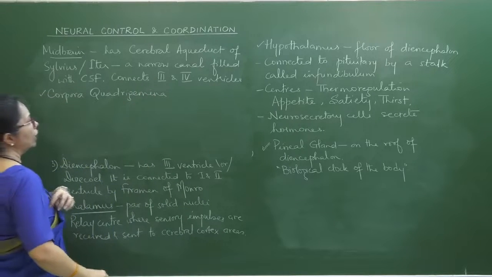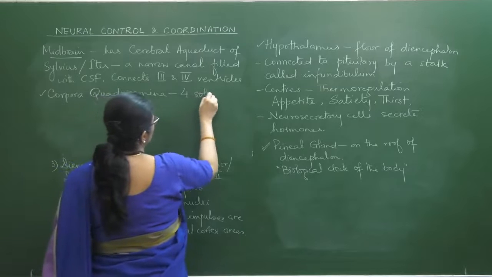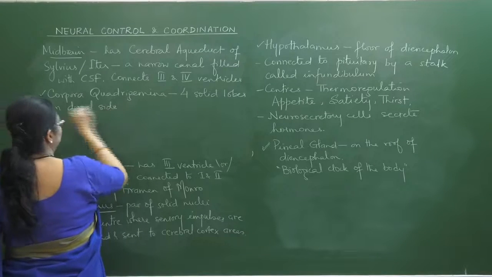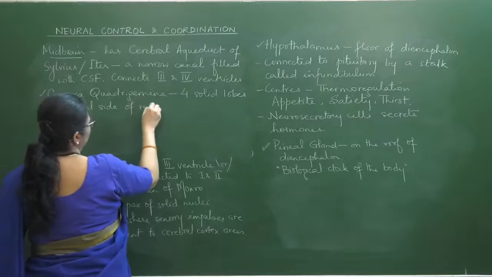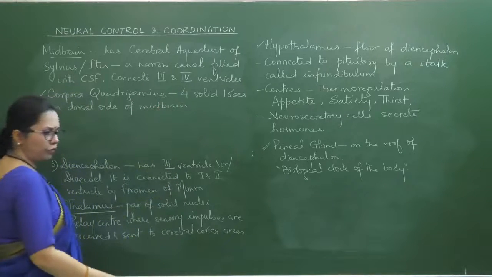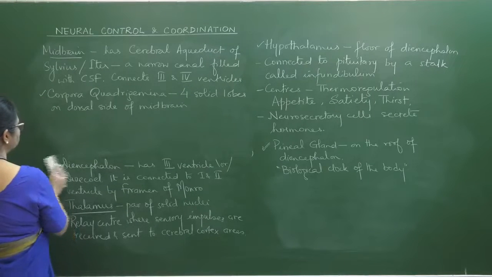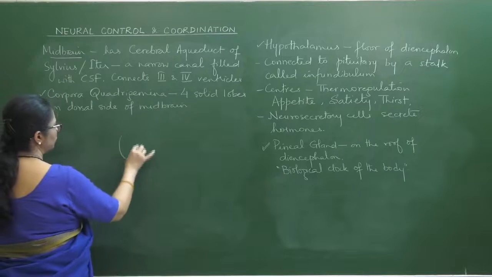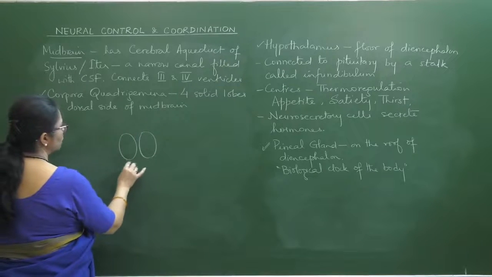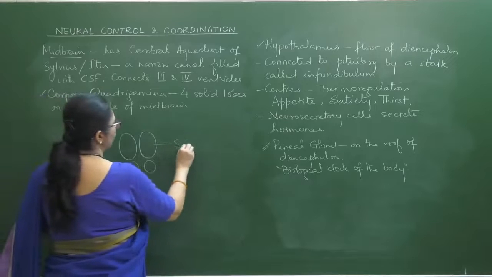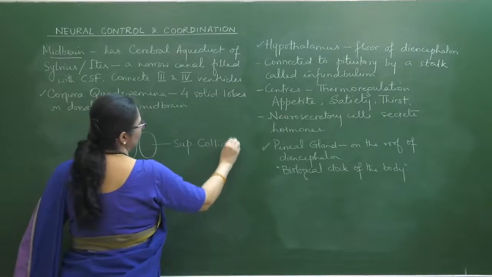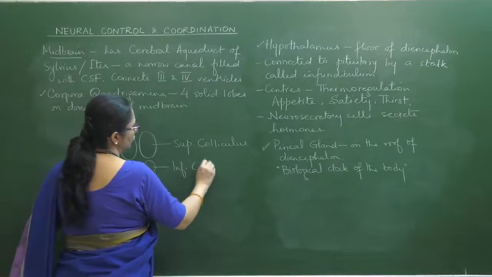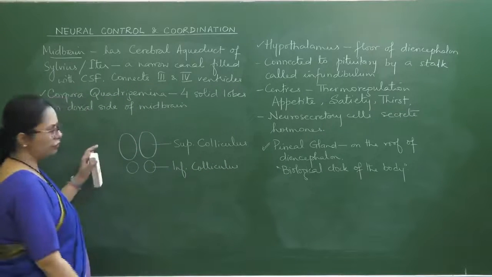Corpora quadrigemina. Now these are four solid lobes on the dorsal side of the midbrain. This name NCERT hasn't given, but anyway we'll take it. Let me give you a simplified form. There are two lobes here, and the upper one is called the superior colliculus. Plural would be colliculi, two superior colliculi, and the lower ones are inferior colliculi, singular colliculus. So these four lobes are there.